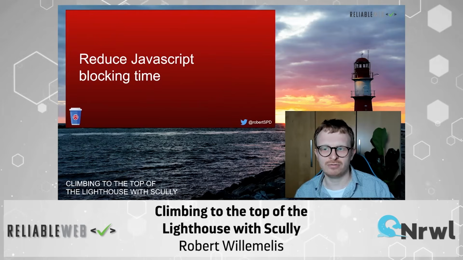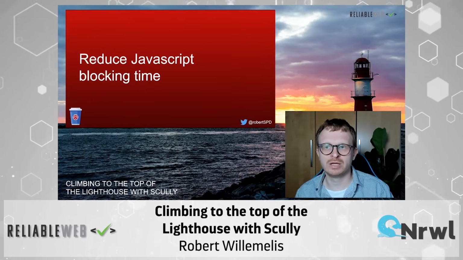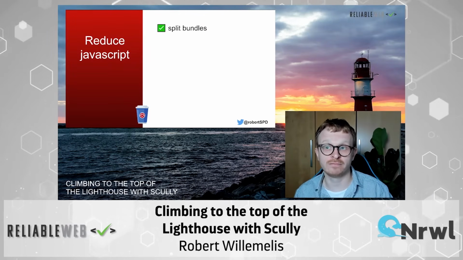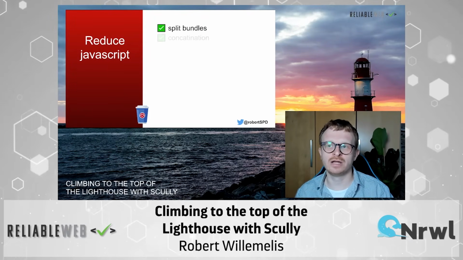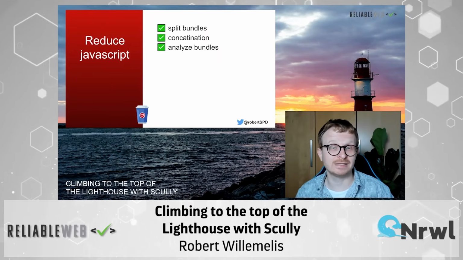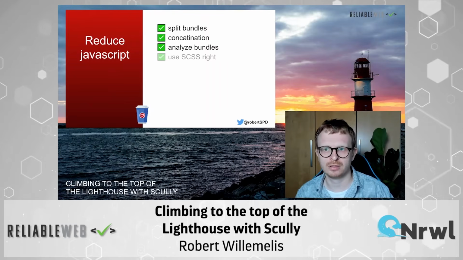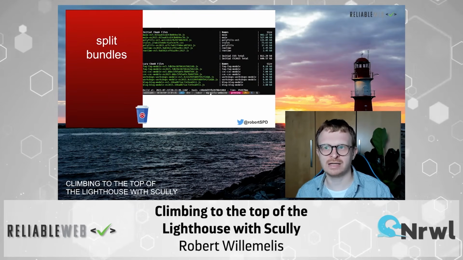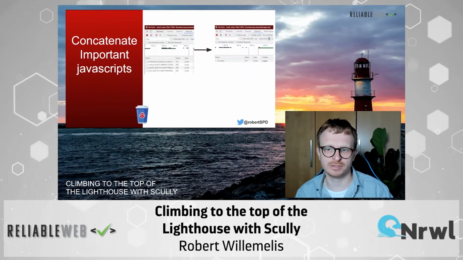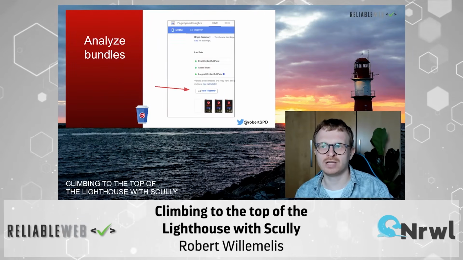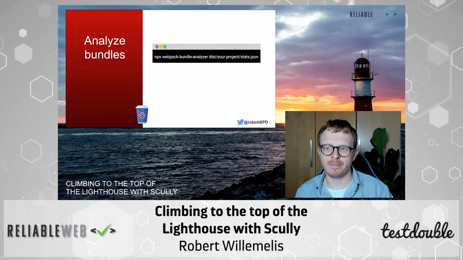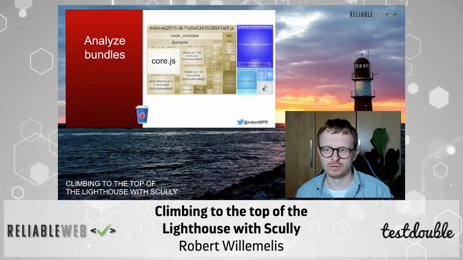To optimize render blocking JavaScript, we can split JavaScript into bundles. We can concatenate important JavaScript files, and we can also use bundle analysis. And we can use our SASS files right. Bundle splitting is set up very easily. Also, concatenation just needs a script. For analyzing bundles, we also have different tools, like directly in the Lighthouse report, or the Webpack bundle analyzer, which looks like this.